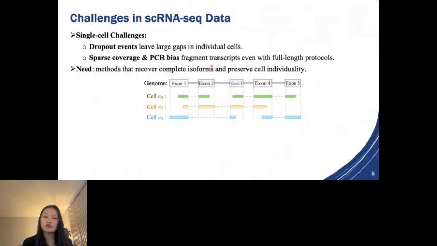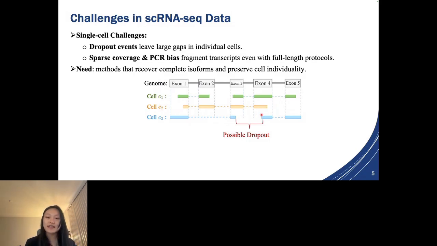One major issue is dropout. A transcript that is actually present in a cell might not be fully detected due to technical limitations, leaving gaps in our data for that cell. In this example, you can see a gene with 5 exons at the top. Below, we have the transcript evidence from 3 different cells. In cell 3, for example, the evidence from the junction between exon 3 and exon 4 is missing. This is a possible dropout event.